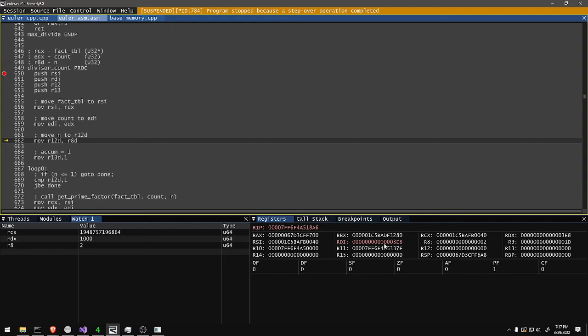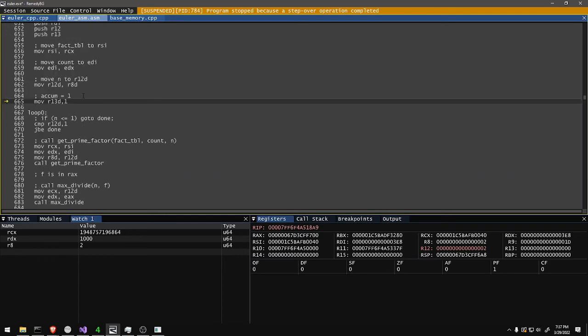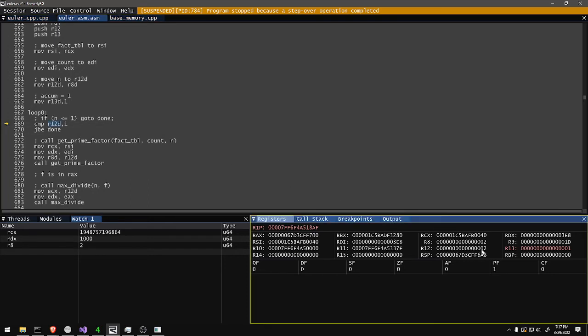RDI gets our count. So there's our pointer and our count. And then R12 gets our n, which is 2. We create an accumulator. We check if our n is less than or equal to 1.